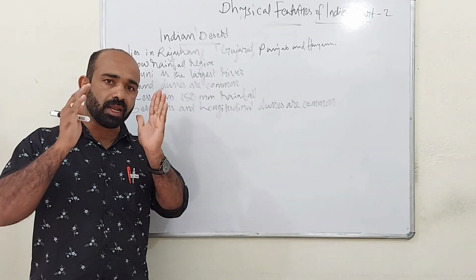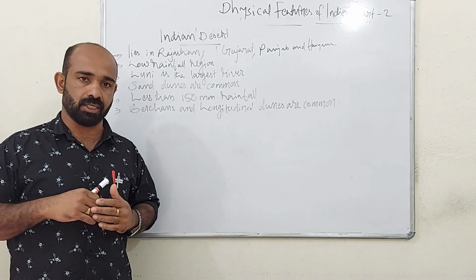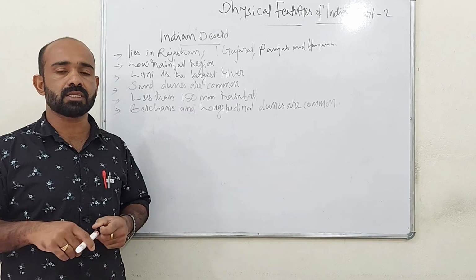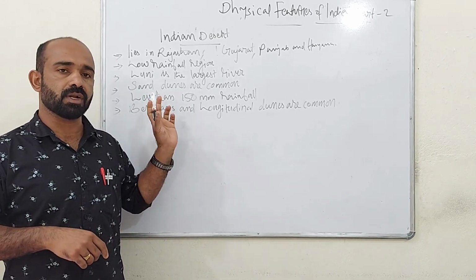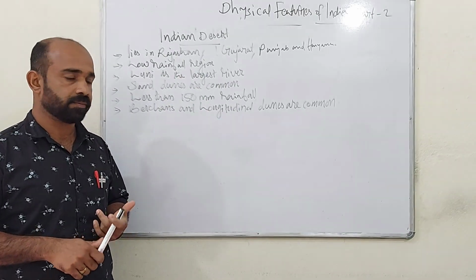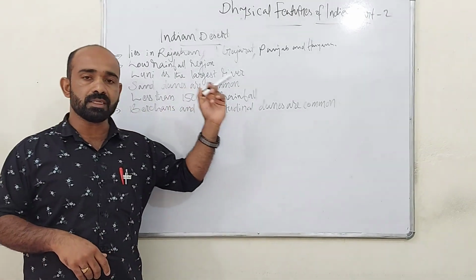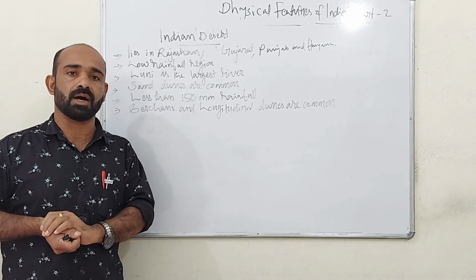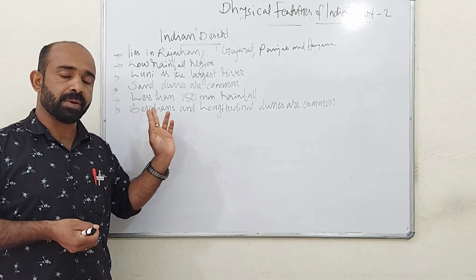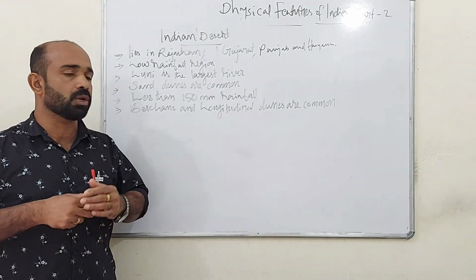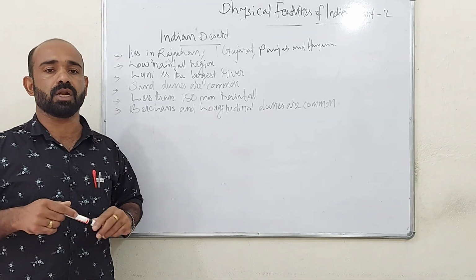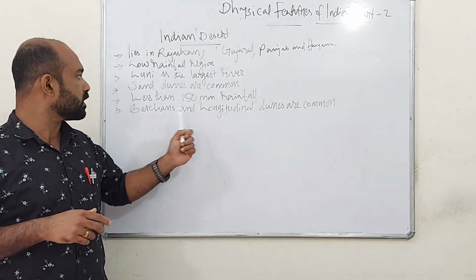This region receives very low rainfall. Less than 150 mm rainfall is available in this region. The major river, the largest river, is Loni River. And in this area, sand dunes are common. Sand dunes means hills of sand, we can say that. Barchans and longitudinal dunes: barchans are crescent shaped dunes. These types of dunes are common in this region.